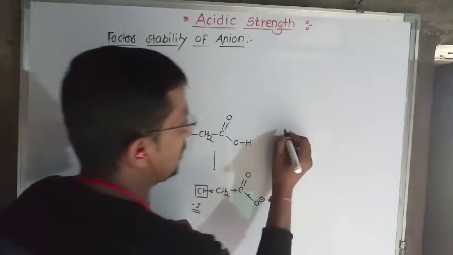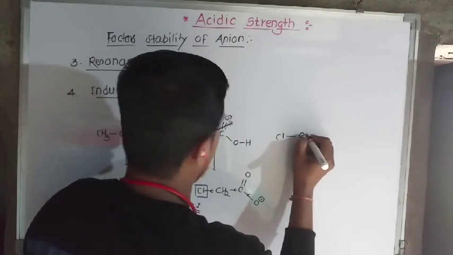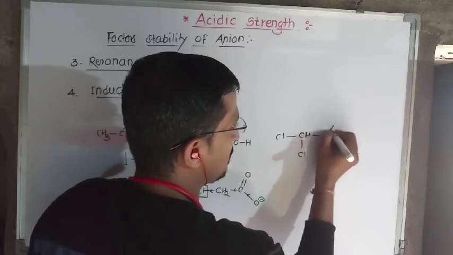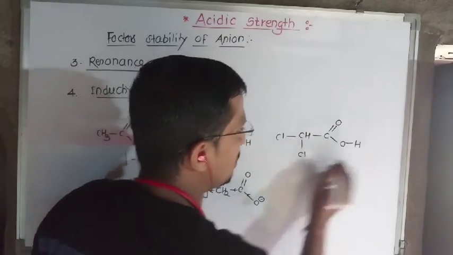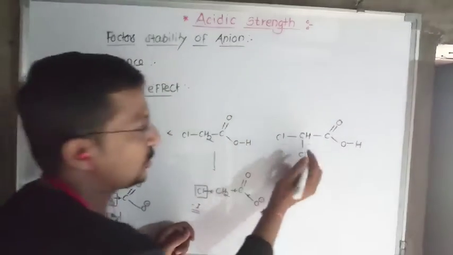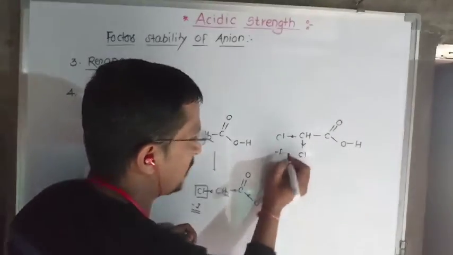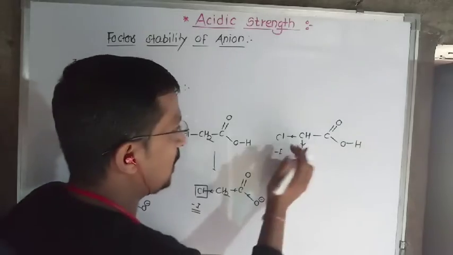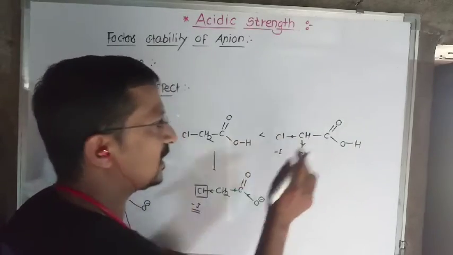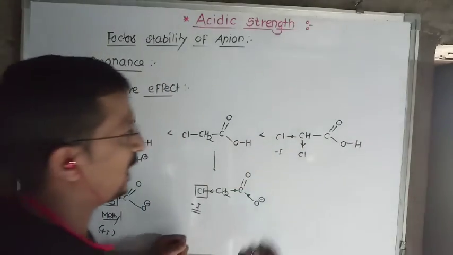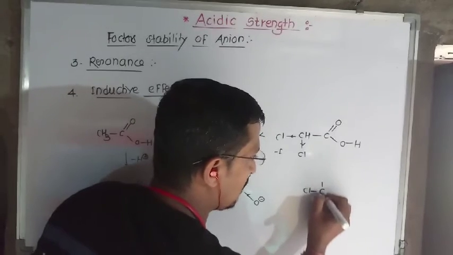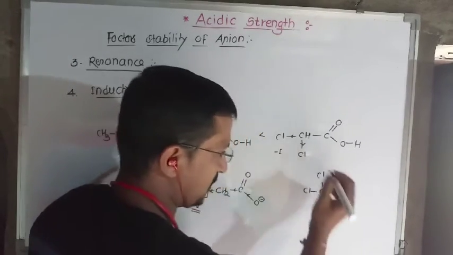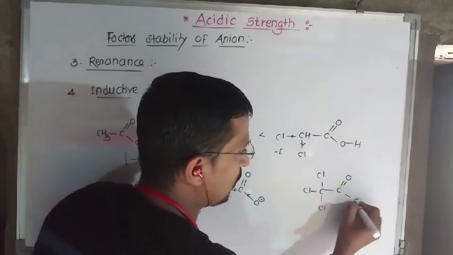If you consider, suppose Cl-CH and one more Cl, C double bond OH. So in this case, two chlorine atoms are attached. So there is a 2 minus I effect, 2 minus I of chlorine. And due to that 2 minus I effect of chlorine, the acidic strength still increases in case of dichloroacetic acid. And in the last case, suppose all the carbon hydrogens are replaced by chlorine, and C double bond OH.